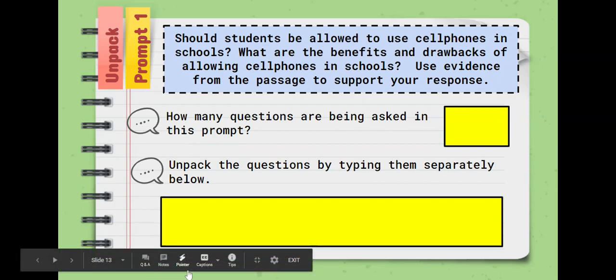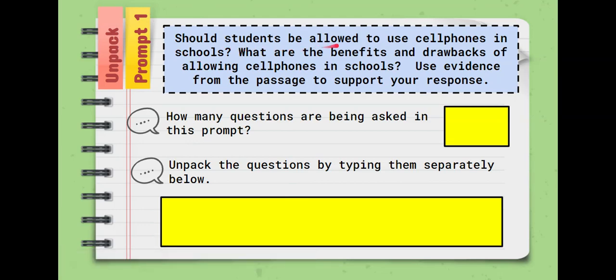Well, let's see. Let me turn my pointer on. So, should students be allowed to use cell phones in schools? Well, that's a question. There's a question mark, so that's a dead giveaway. What are the benefits and drawbacks of allowing cell phones in school? Oop, there's another question mark. There's two.